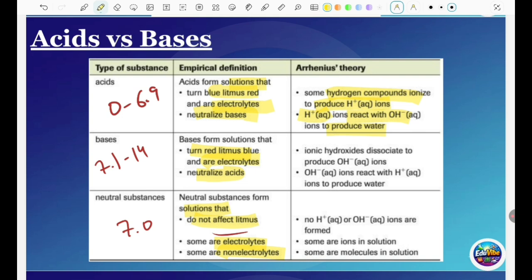In bases, we have hydroxide ions, which are OH- ions. Bases can produce OH- ions. And when OH- reacts with H+, they produce water. In neutral substances, because they are neutral, H+ and OH- ions cannot be formed. Some are ions, some are molecules. That's why neutral substances stay the same. But our main focus in these lessons is on acids and bases.